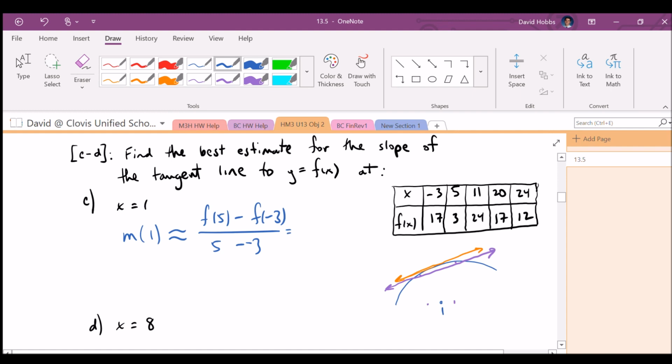And so we get 3 minus 17 over 5 minus -3, which is 8. And that is -14 over 8, which is -7/4.